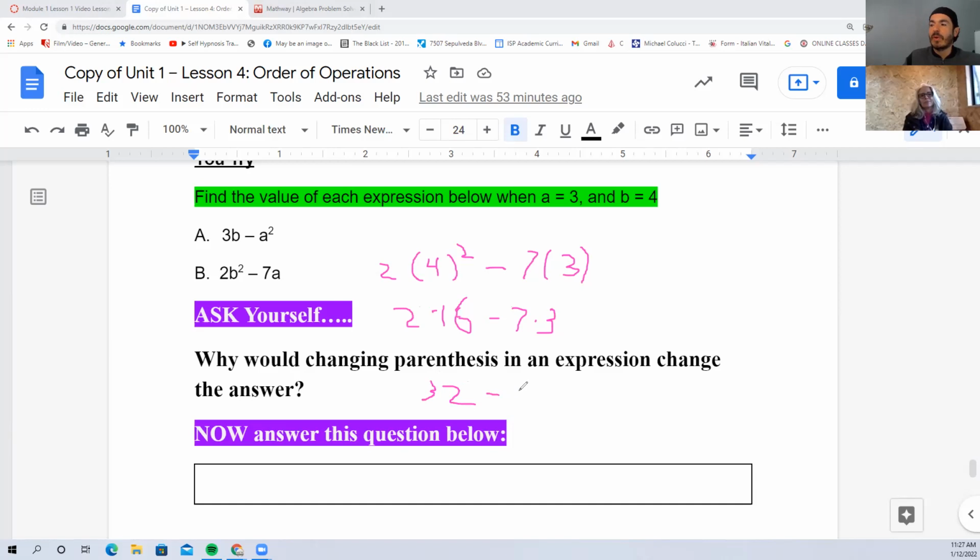7 times 3 is 21. Now I only have one more operation left, and it's subtraction. 32 minus 21 is 11.